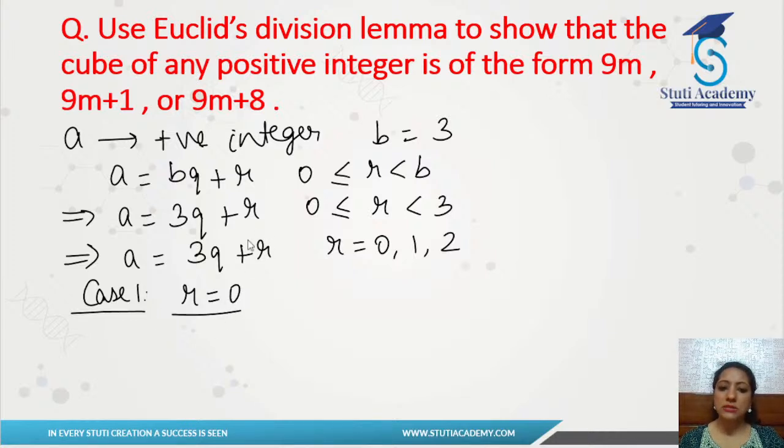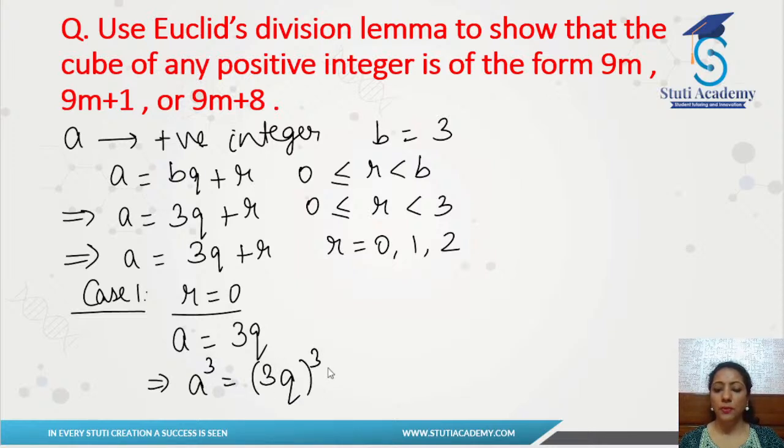Now when I put r is equal to 0 here, I'm going to get a is equal to 3q. Now the question says show that the cube of any positive integer. Cube means I'm going to take cubes on both the sides. So I'll take this as a cube and this is (3q) cube. This can be written as 27q cube. Now children, please notice this 27 can be written as 3 times 9 and this q cube I am writing as it is. Now I can take this as m.